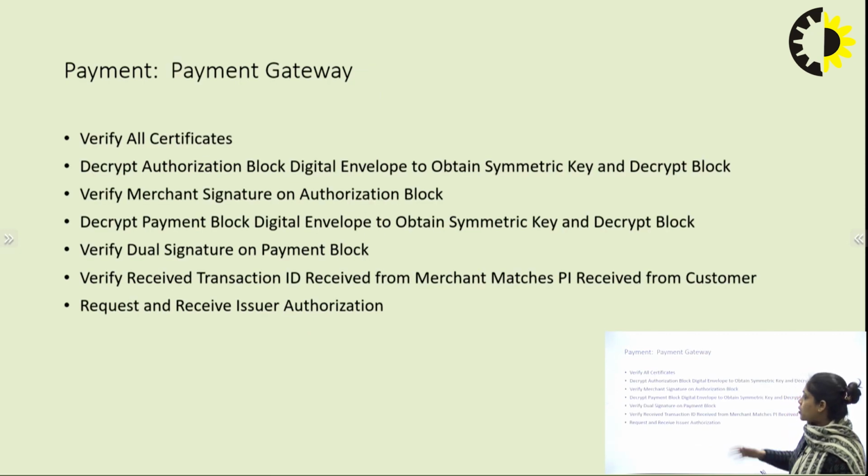So the payment is done with the help of the payment gateway, and it first verifies all certificates. It decrypts the authorization block's digital envelope to obtain the secret symmetric key and decrypts the block. Then the merchant signatures are verified. Then it verifies the digital signature on the payment block, verifies the received transaction ID, and finally requests and receives issuer authorization.